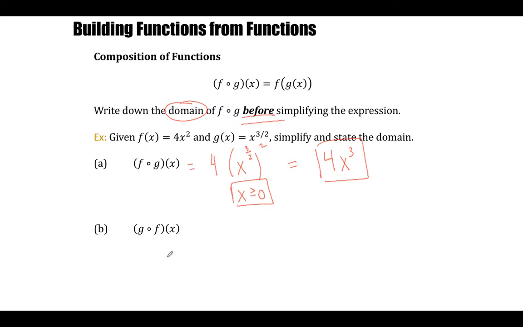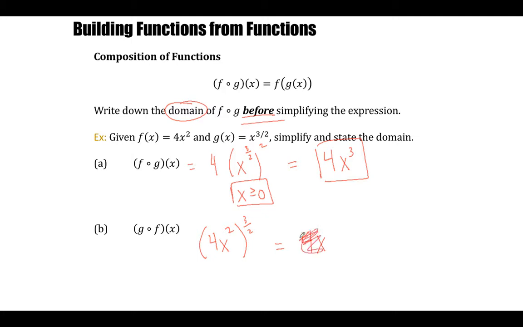G of f of x. So this I'm going the other way around. So I'm going to be substituting in f of x. So g is composed of f. So I couldn't find the function there for a second. 4x squared to the 3/2 power. Ooh. So again, I should be simplifying. I still get 4x.